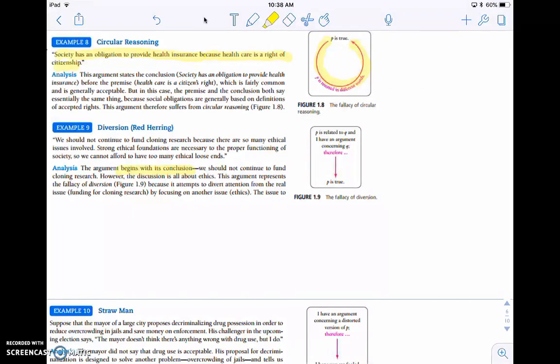But this is about ethics. The argument is about ethics. And so they're trying to divert your attention away from the real issue by focusing on another issue. So this is: P is related to Q, and I have an argument concerning Q, therefore P is true. They're talking about one thing, but then diverting your attention to something else.